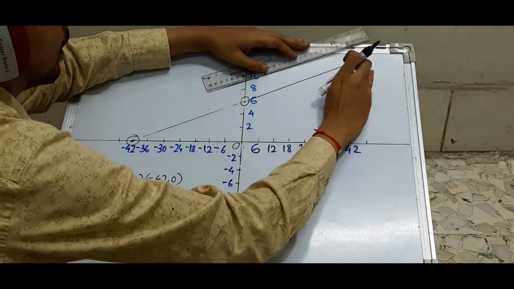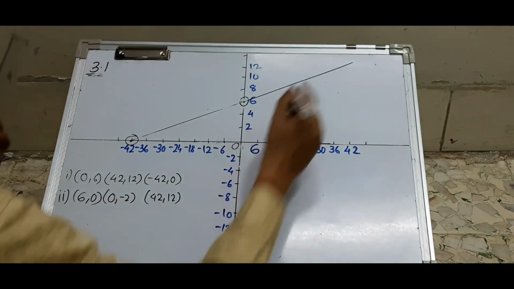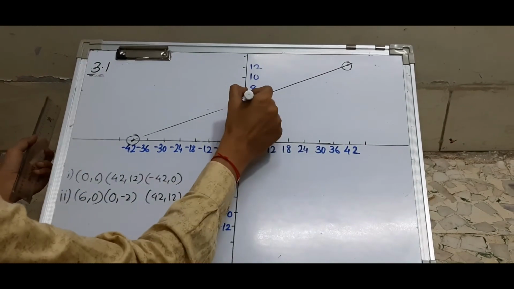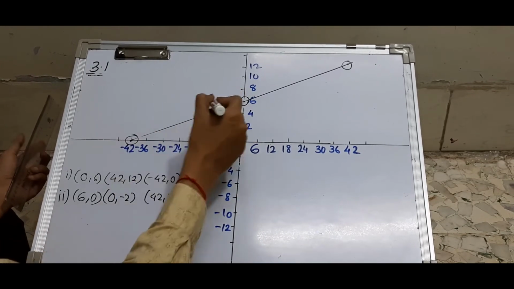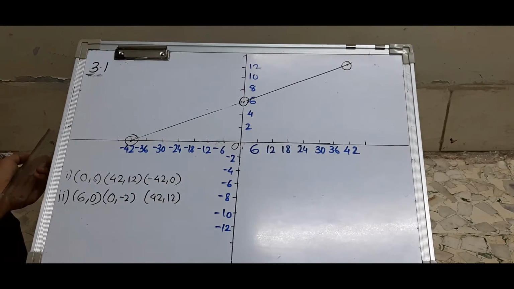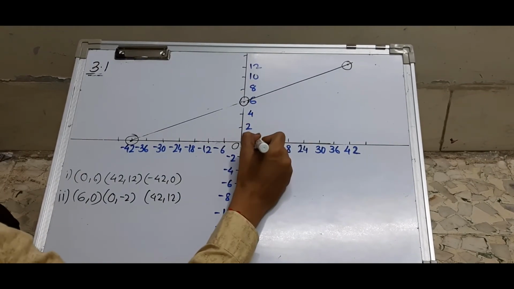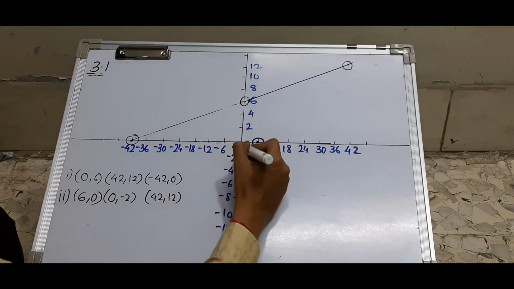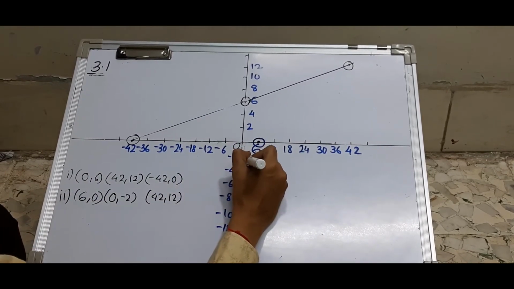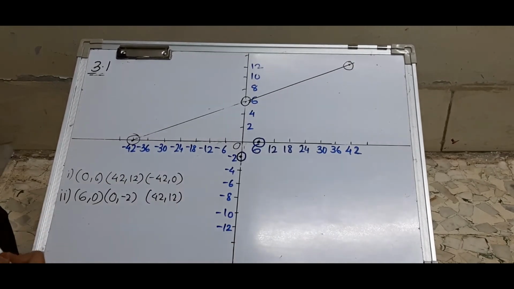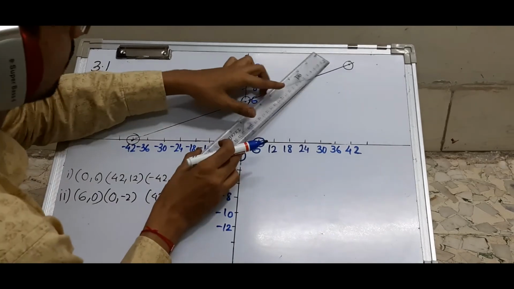It is not up to the mark. I'm trying my level best. So 42, 12 is somewhere here. Okay. So it is 0, 6. If you see, you are getting a straight line. Extend the line properly. Then 6, 0 will come on the x-axis somewhere here. 0, minus 2 on the y-axis, and 42, 12, my same point which I have drawn. So I'll join this line also.